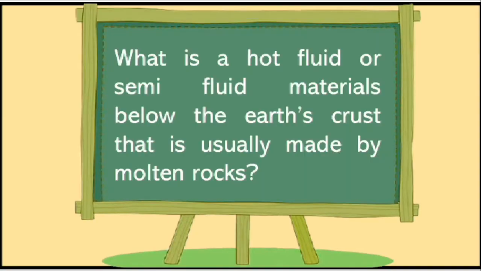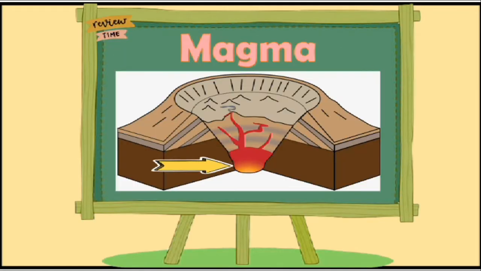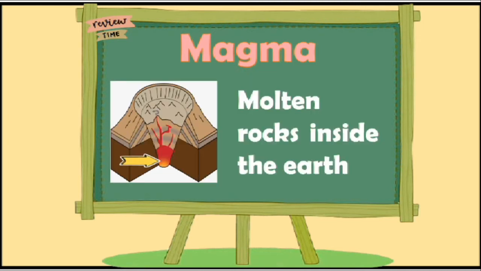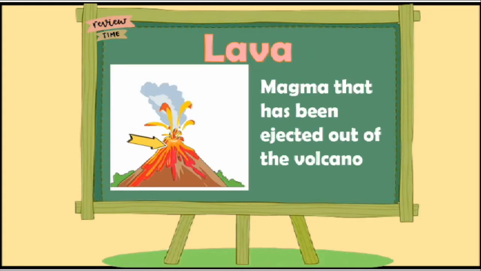What is a fluid or semi-fluid material below the Earth's crust that is usually made by molten rocks? Good! It is magma. Magma is molten rock inside the Earth's crust. When this magma is ejected out of a volcano, it is now called lava. Very good! Lava is magma that has been ejected out of a volcano.